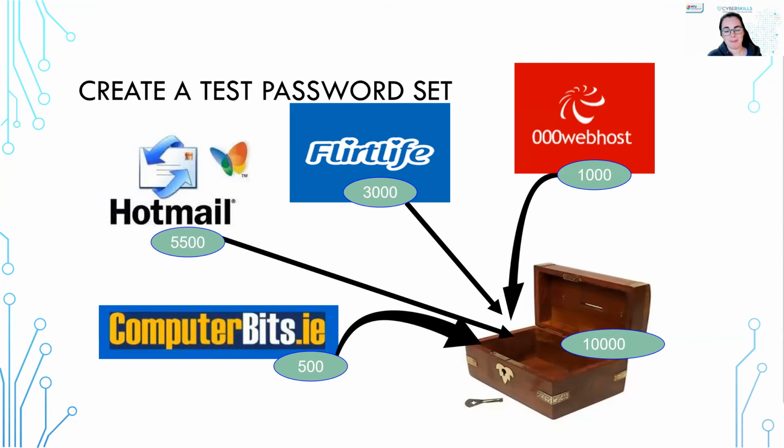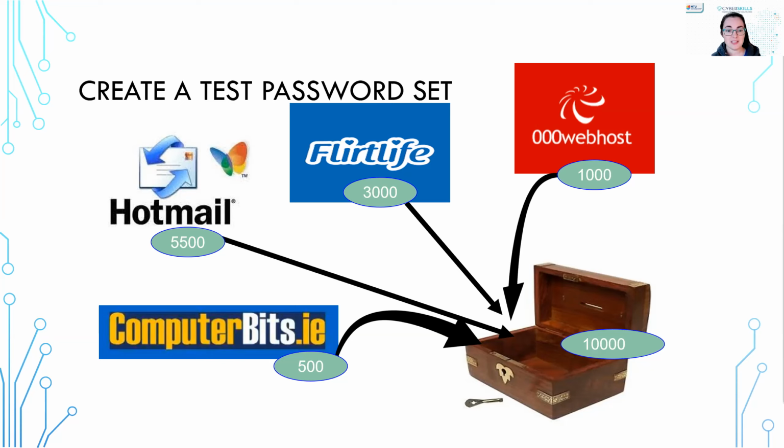So we basically had 4 word lists, and these were word lists of leaked passwords. I think Hotmail had a leak of about 10,000 passwords. CompuBits, I think 2,000 passwords were leaked there. Flirt Life, 98,000 passwords were leaked in that leak. And Webhost was a few million passwords, not sure exactly how many, but a big password set.